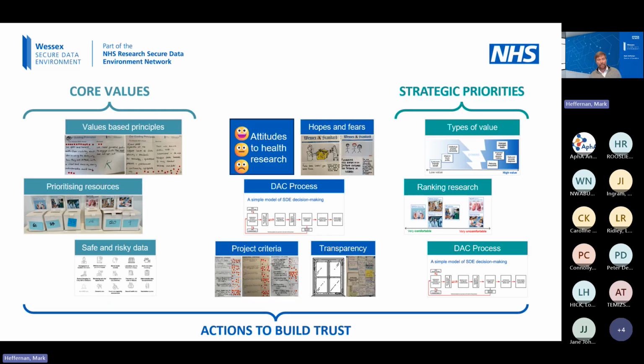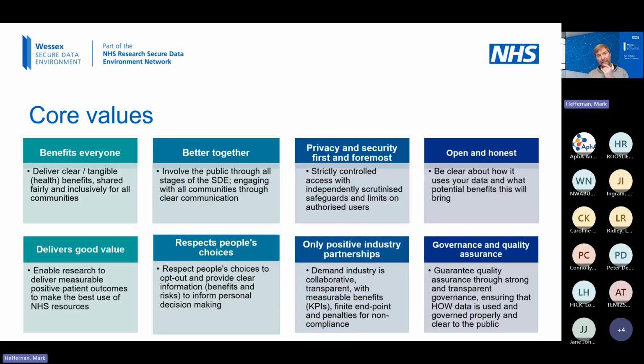So here's just a quick glimpse of those sessions, those value-based principles, how we should prioritize resources. There is so much opportunity for research. We wanted the public to have an opinion on how we should prioritize. That data access committee process in the center there, our transparency policy and making sure everything's listed on what we call our data use register on our website, which I'll show you a bit later. How the public considers different kinds of value, and how we should move forward with the DAC as well, were coming out of strategic priorities.